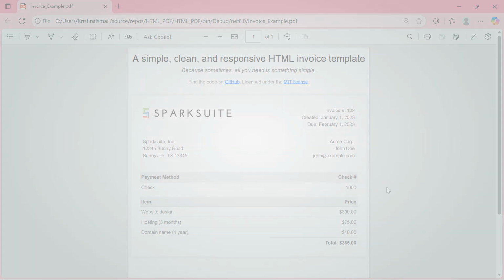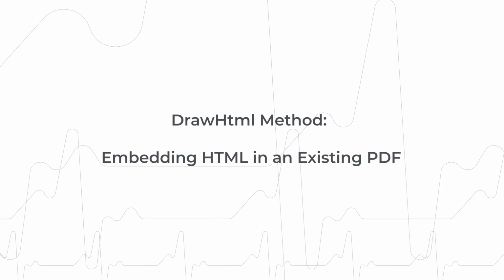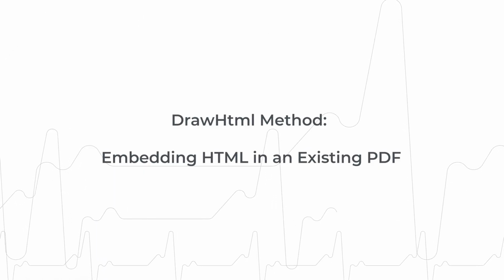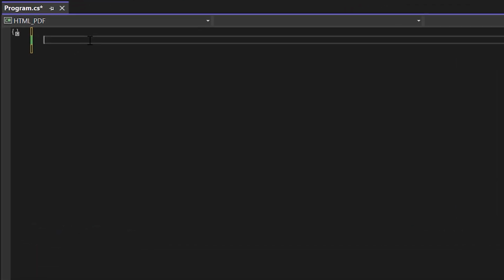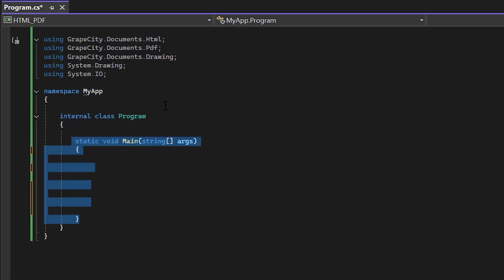Another way to convert HTML to PDF is by using the Draw HTML method. This approach is especially useful when you already have a PDF and want to embed HTML content into a specific location within that document. Now open the program.cs file and add the required namespaces if they are not already included.